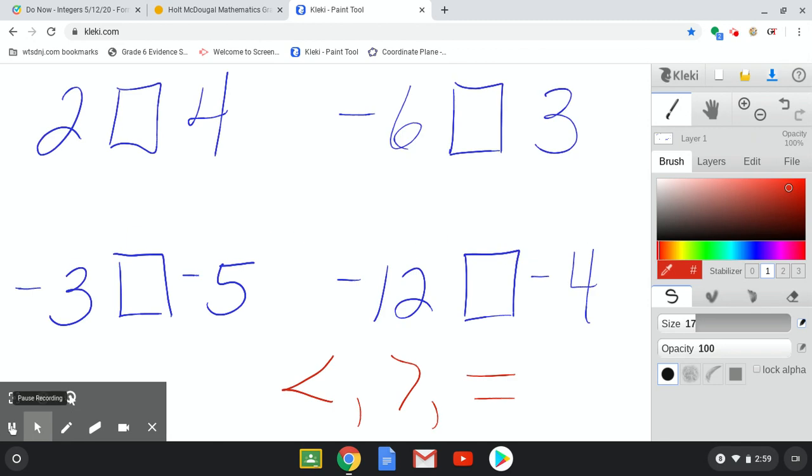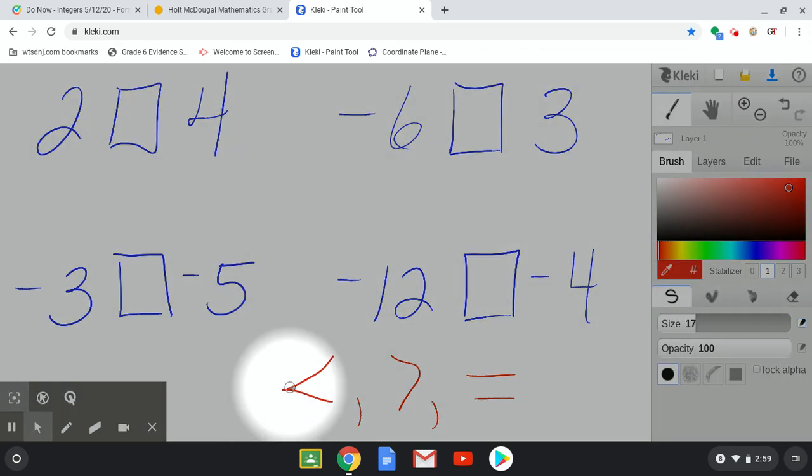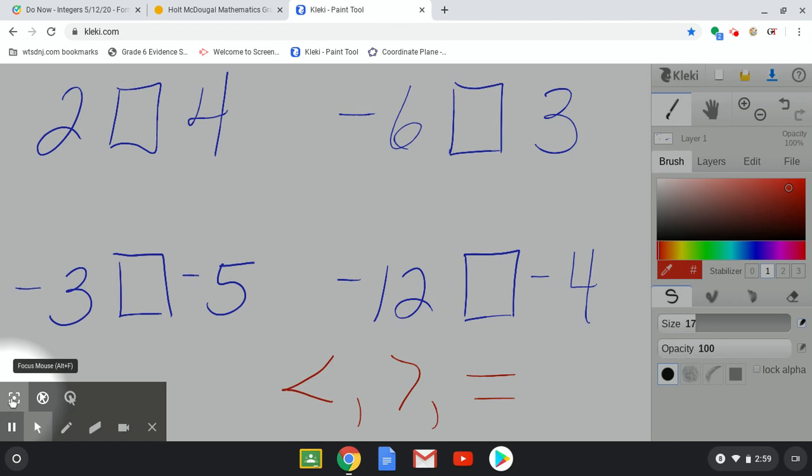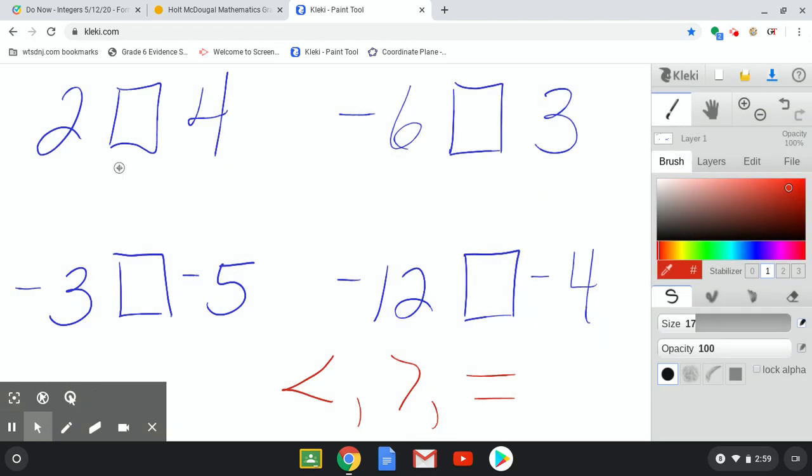Okay, so now we are going to be comparing numbers or integers. So we are going to be using the less than sign, the greater than sign, or the equal to sign. So when we are looking at numbers that are both positive, it's pretty simple. You know that 2 is less than 4. That's pretty simple. You guys know that the alligator's mouth wants to eat the larger number.